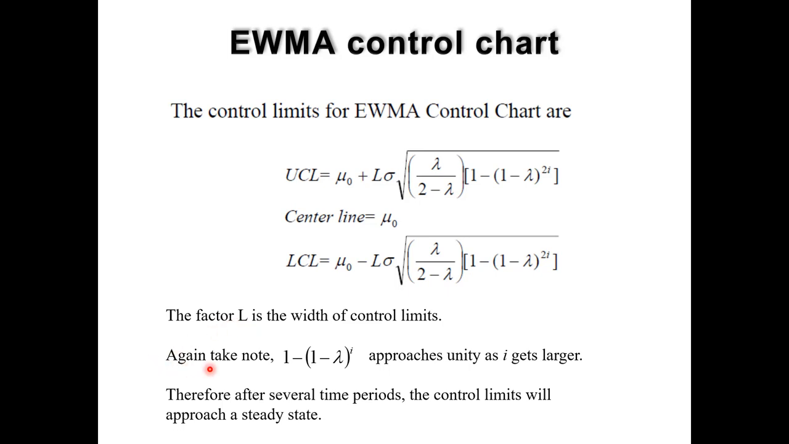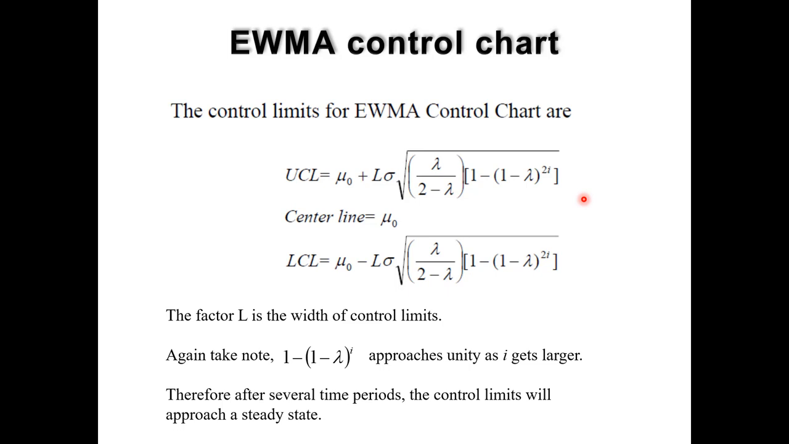But they are basically the same thing. Again, take note of 1 minus, in bracket, 1 minus lambda to the power of i, will approach unity as i gets larger. So this part, 1 minus, in bracket, 1 minus lambda to the power of i, will be equal to 1 as time goes by. If your number of individual observations increases, this whole value will be close to 0. As such, you're only left with 1 minus 0, which is equal to 1.